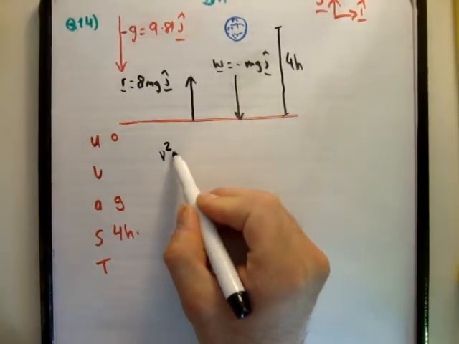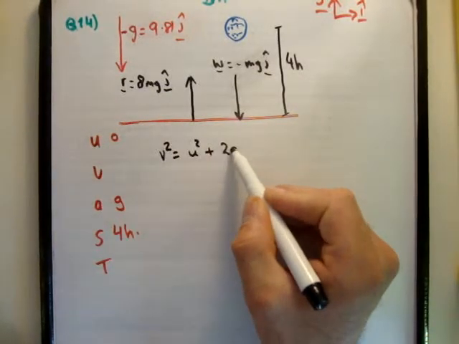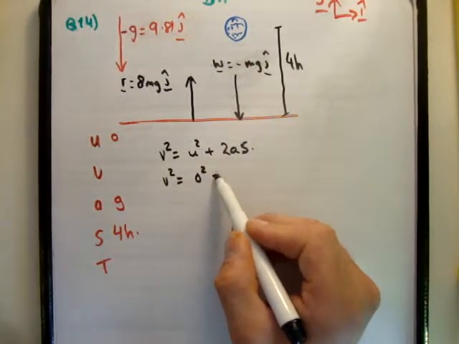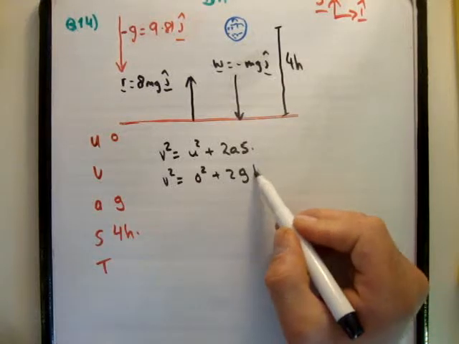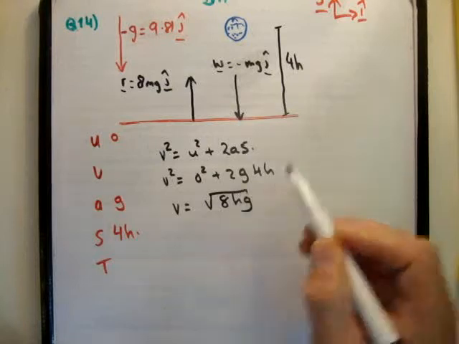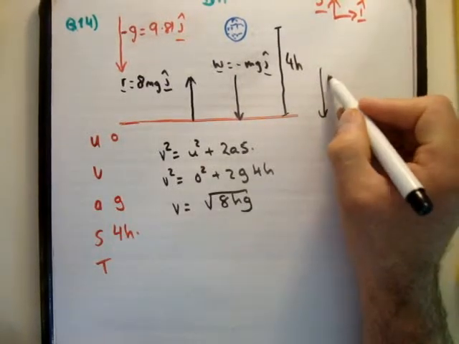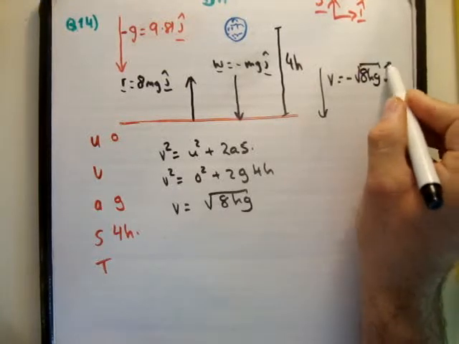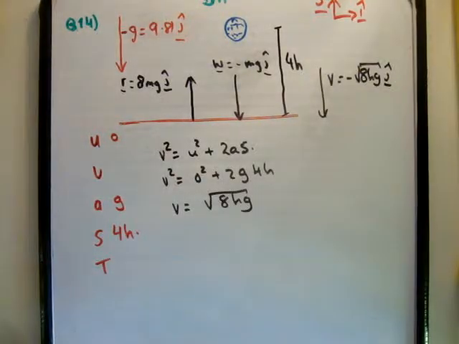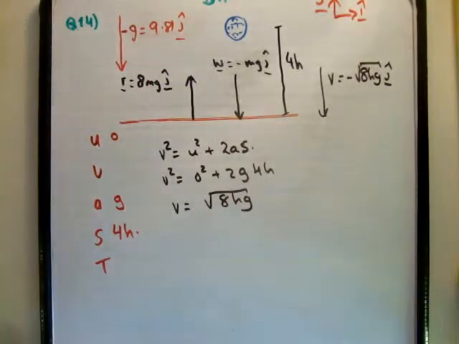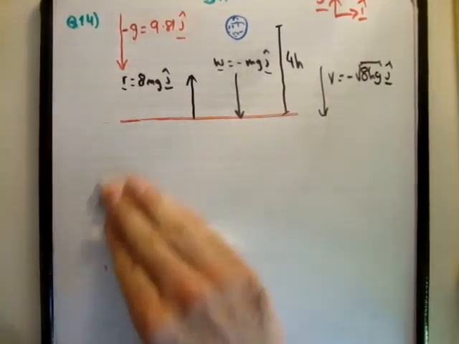So v squared is equal to u squared plus 2as. And we're going to have v squared is equal to 0 squared plus 2g times 4h. Therefore v is equal to the square root of 8hg. So we can draw this. The velocity vector is equal to negative root 8hg j-hat. So its magnitude is root 8hg, its direction is in negative j-hat. So that's very important. If you understand that, you're doing very well.